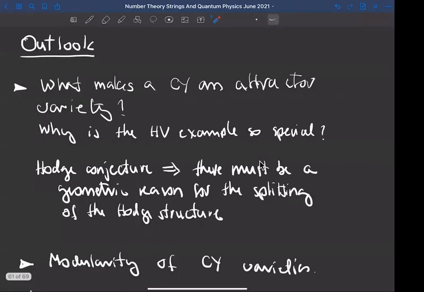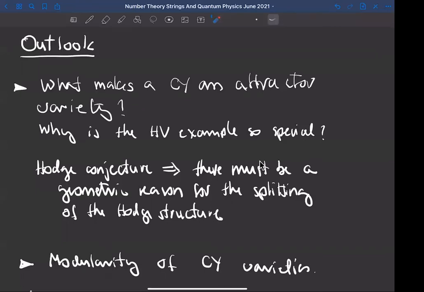So in summary, what have I said? I have said that some Calabi-Yau manifolds admit points in moduli space which are attractor varieties, right? What makes a Calabi-Yau manifold an attractor variety? We don't know. Why is the Hulek-Verrill example that I just talked about so special? We don't know the answer to that. And so far we have done some searches, and as you can imagine, it is very difficult to find more examples. Other groups have found more examples, but they haven't published this yet.